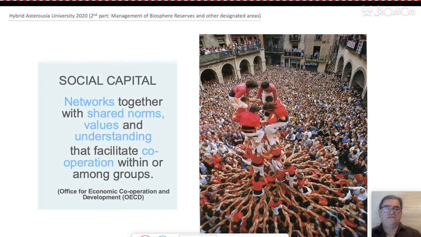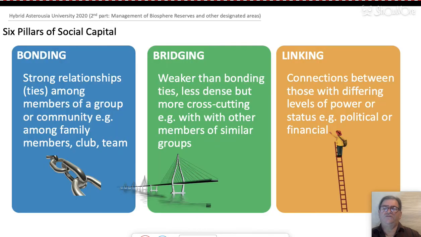I think this is a fantastic photograph about what social capital is. It's about collaboration amongst all ages, no matter who people are, what their work is. This is the Castellers of Barcelona, and they go around the world building community using this cultural approach. The OECD says that social capital is networks, together with shared norms, values and understanding that facilitate cooperation within and amongst groups. It's a fantastic picture to demonstrate that, and also to underline the fact that trust is really critical to this whole issue of social capital.